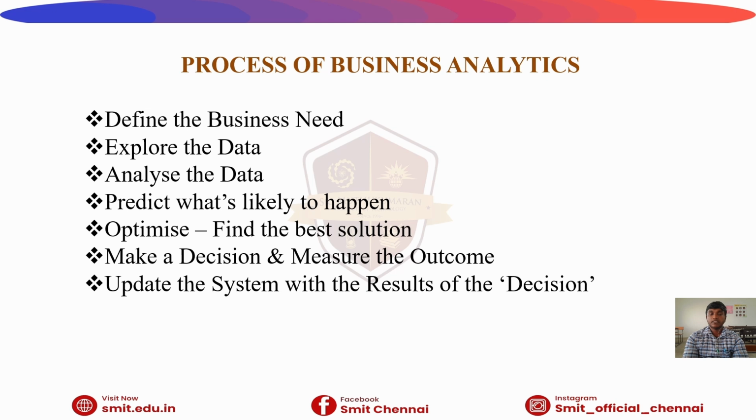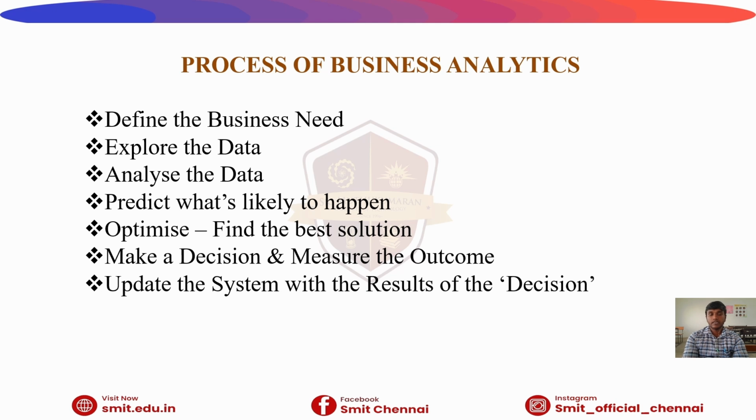Step 6, make a decision and measure the outcome. We implement the chosen solution and closely monitor the results. Did customer churn decrease? Did sales improve? Measuring outcomes tells us whether our analysis was accurate and our decision effective. Step 7, update the system with the result of the decision. Finally, we feed what we have learned back into our systems and processes. This could mean updating a predictive model with new data, refining a dashboard, or adjusting business rules. This closes the loop and makes the next cycle of analysis even stronger.